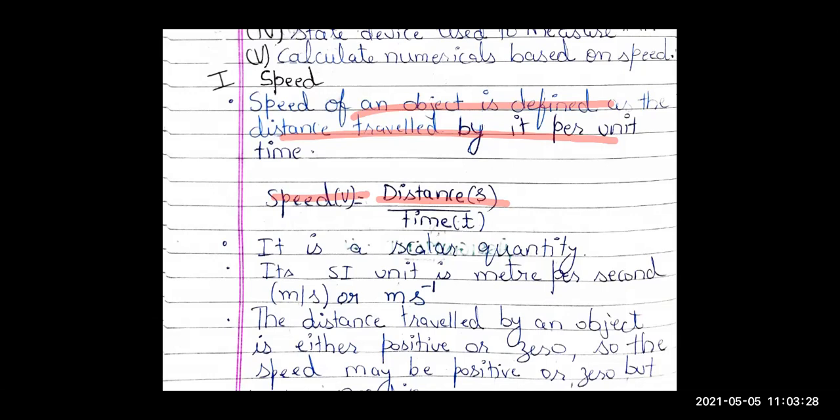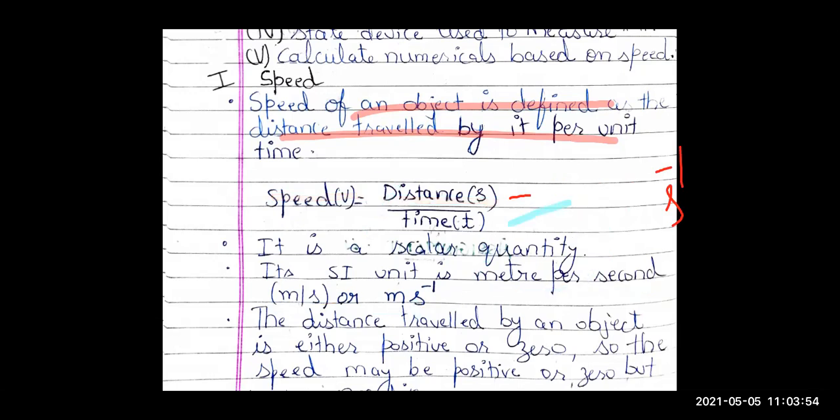Now the SI unit of speed, we know the SI unit of distance is meter and the SI unit of time is second. So the SI unit of speed is meter per second, which can be written as m upon s raised to 1. If s goes in the numerator, it will be s raised to minus 1. So you can write the SI unit as m s raised to minus 1.